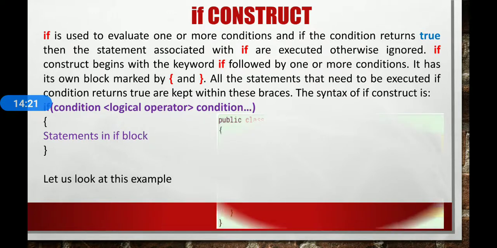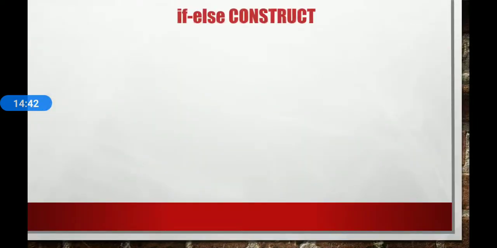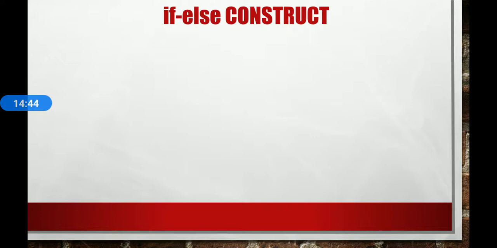Look at this example. Here, the argument passed to the main function is stored in variable age. Here, the condition is given that if age is greater than or equal to 18, then it will display the message "you are eligible to vote". But if age is not greater than or equal to 18, then it will not display anything.